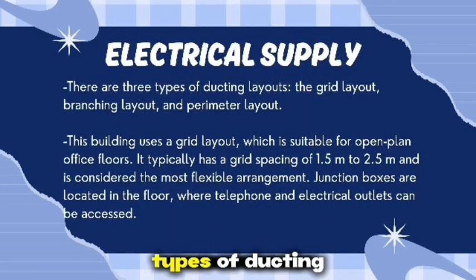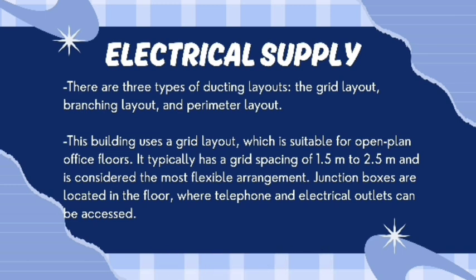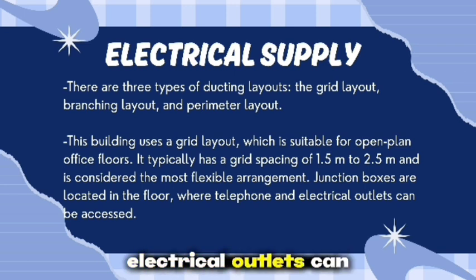There are three types of ducting layouts: the grid layout, branching layout, and perimeter layout. This building uses a grid layout, which is suitable for open plan office floors. It typically has a grid spacing of 1.5 meters to 2.5 meters and is considered the most flexible arrangement. Junction boxes are located in the floor where telephone and electrical outlets can be accessed.